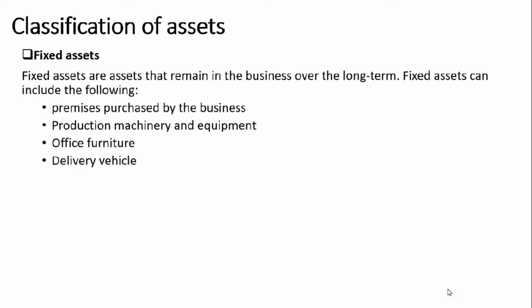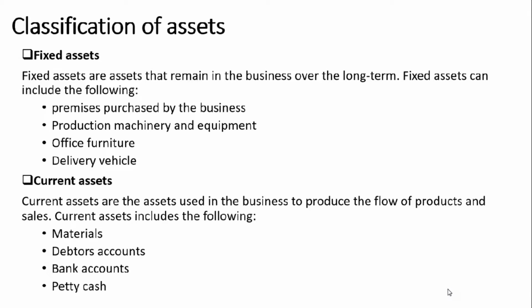Fixed assets can include properties. It can include premises in your business, the business premises that you purchase as a business. It can also include the production equipment or production machinery and equipment. It can also include office equipment as well as vehicles that we use in the business.